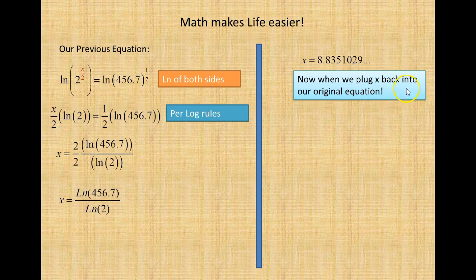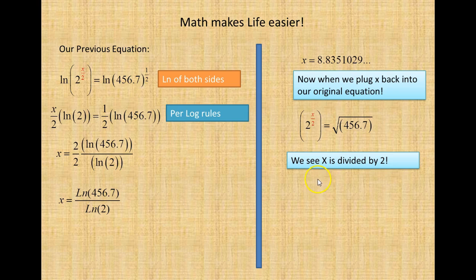Now, when we plug x back into our original equation, guess what? x is divided by 2. That's why I told you to divide by 2 last time. So 2 raised to the power of 4.4175 is equal to the square root of 456.7, just as we did before.